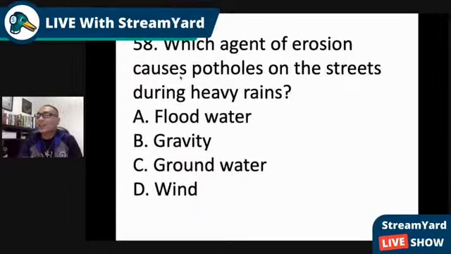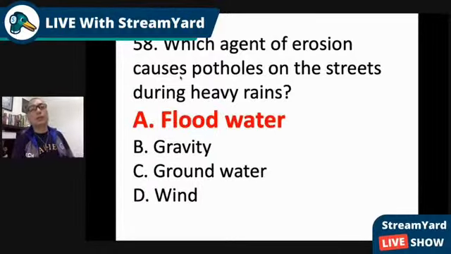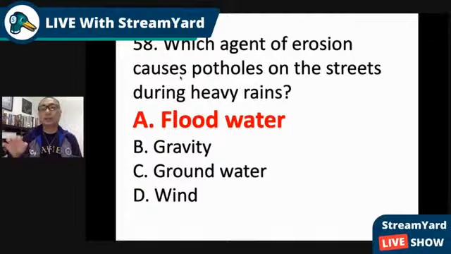Okay, 58. Which agent of erosion causes potholes in the streets during heavy rain? In Ilonggo, Hiligaynon terms, we call this batche, mga batche sa streets, no? So what agent of erosion causes potholes in the streets, especially during heavy rains? Okay, the answer is flood water. Okay, not groundwater, not gravity, wind, flood water. The more flood water you have there, the more the road is being eroded, and it turns into potholes.